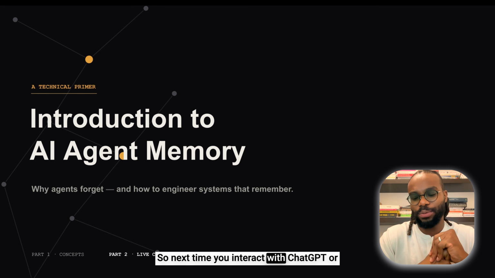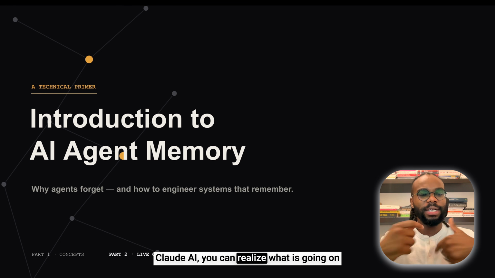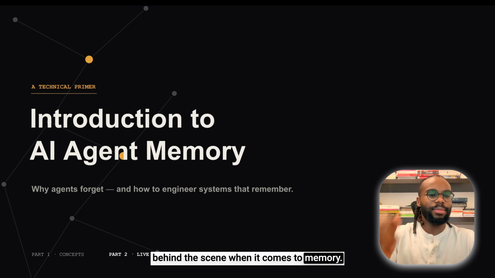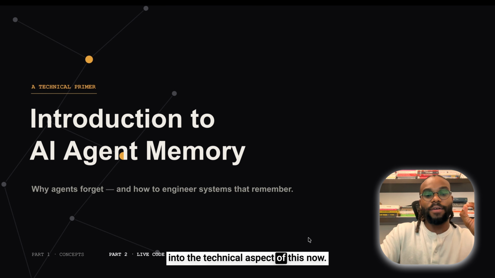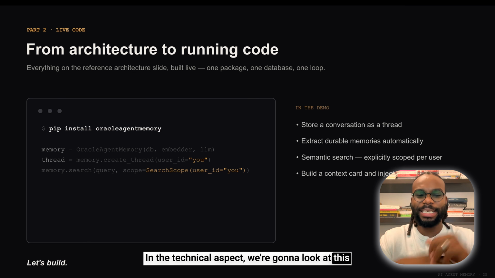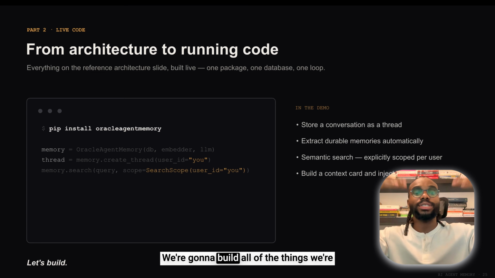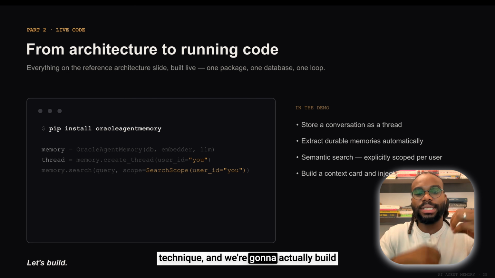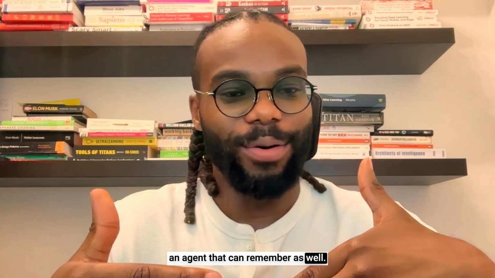Or next time you interact with ChatGPT or Claude AI, you can realize what is going on behind the scenes when it comes to memory. In the second half of this, I'm going to go into the technical aspect. We're going to look at this package called Oracle Agent Memory Package. It's a Python package. We're going to build all of the memory engineering techniques we're talking about, and we're going to actually build an agent that can remember as well. It's going to be fun.